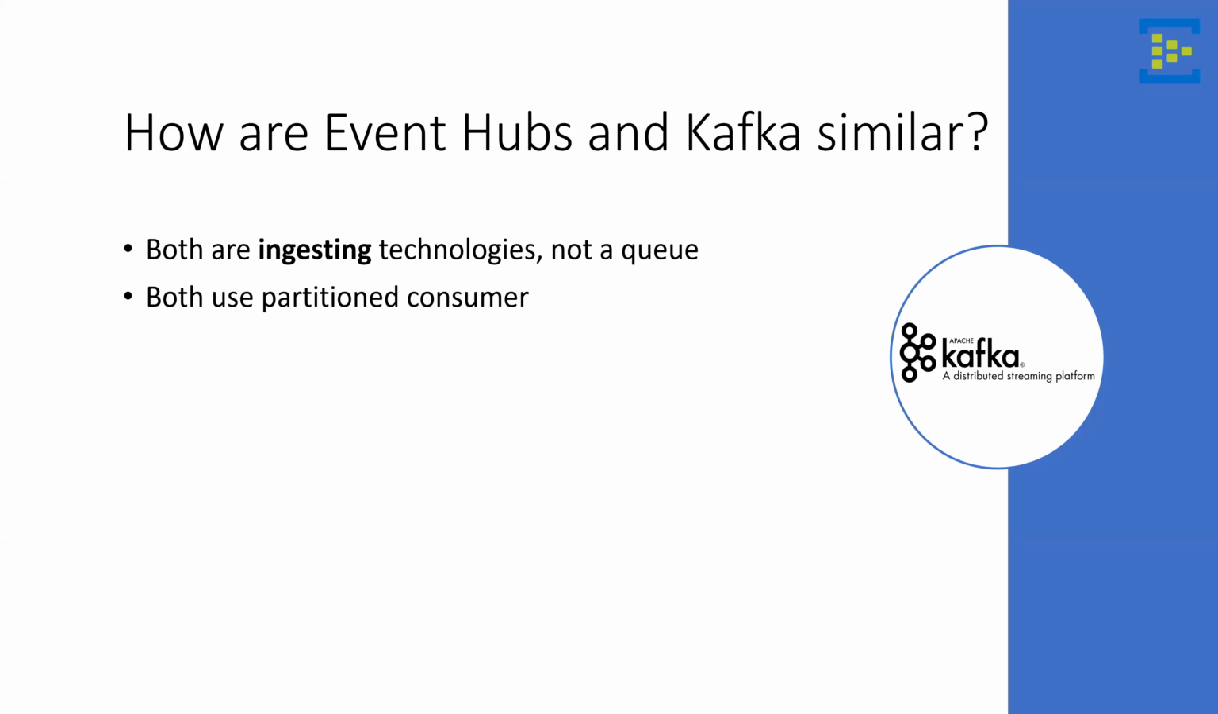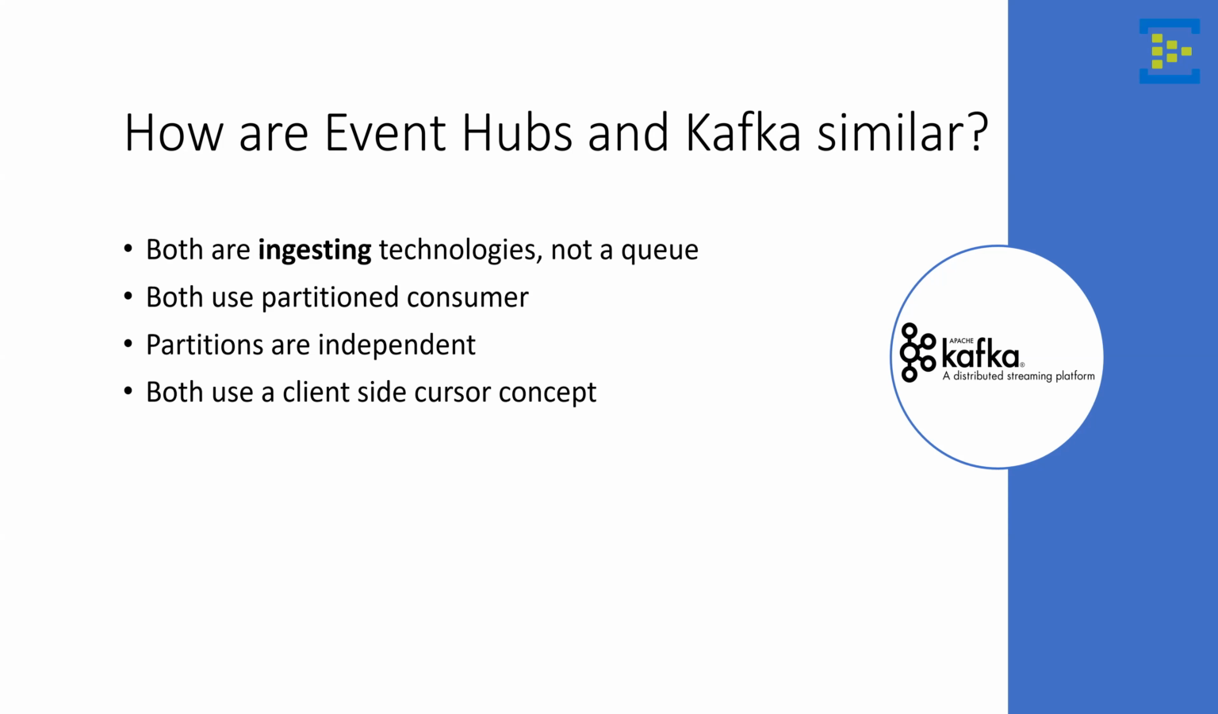Now, both Event Hubs and Kafka use partition consumers, and those partitions are independent. And the important concept that I wanted to point out is that the client is managing the cursor and not the other way around. In other words, it's the consumers, the clients, that need to remember the location of the last message in the stream that they have processed or read, as opposed to storage queues or Azure Service Bus, where those services remember what the message that needs to be given to the client when the client is asking for the next message.